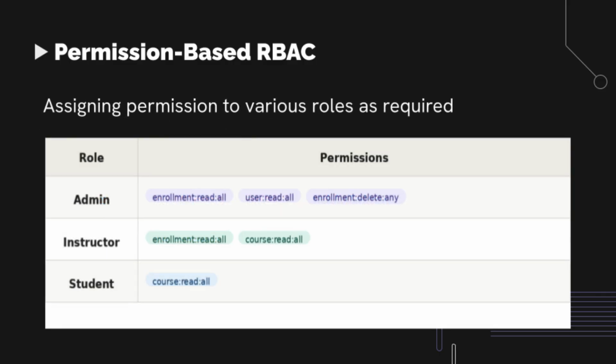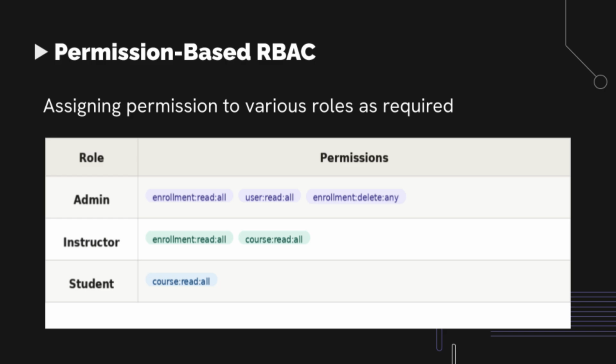After creating a permission, we need to assign this permission to the roles that actually need it. In this example, we assign both the admin and instructor role users with enrollment read all permission, while the student role does not have this. As a result, admin and instructor users can access the route, and student users are automatically denied access. Notice that the route itself does not need to know anything about the roles. It only checks for the required permission, making the authorization logic more flexible and easier to maintain.